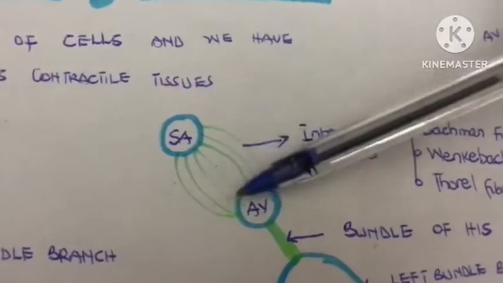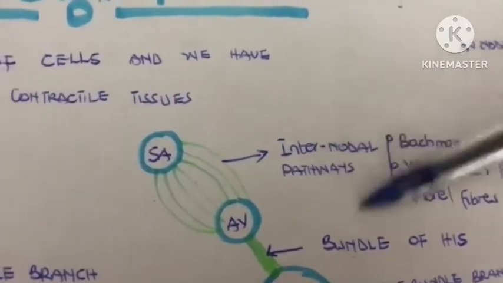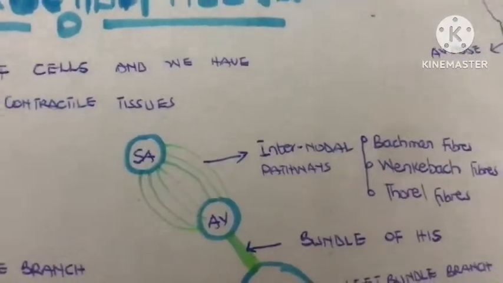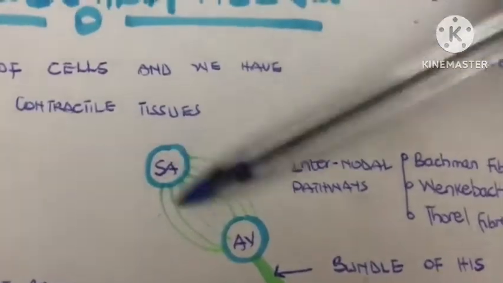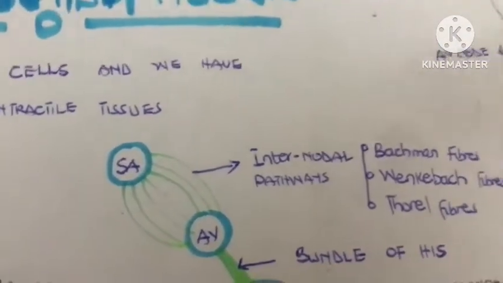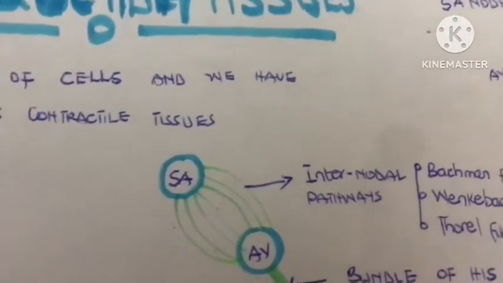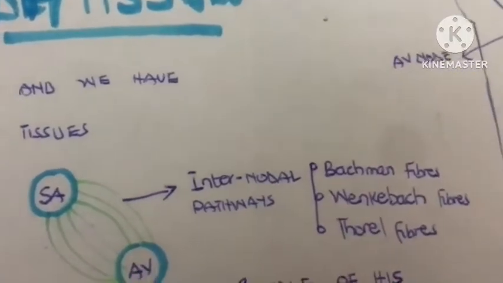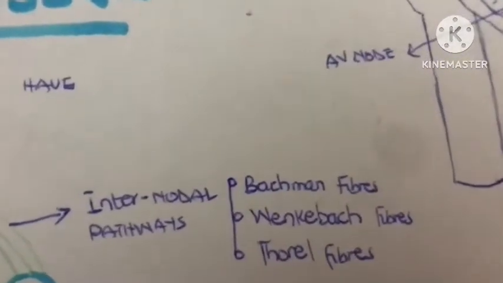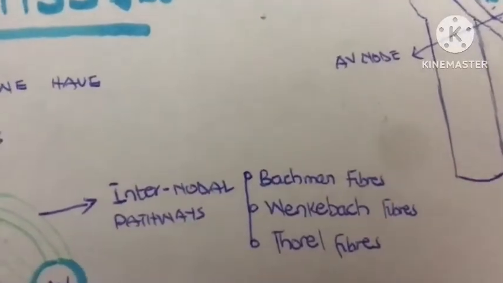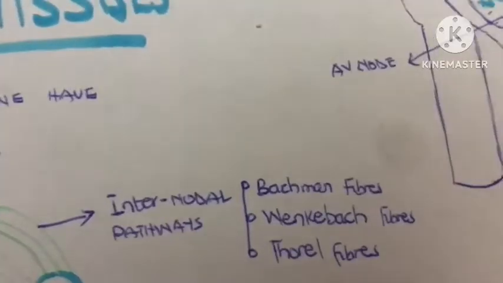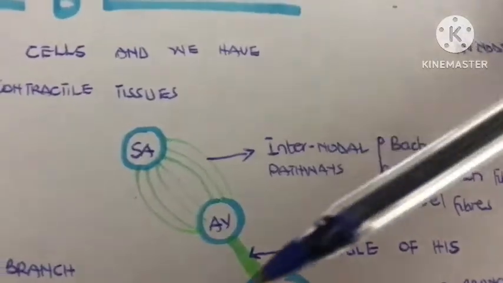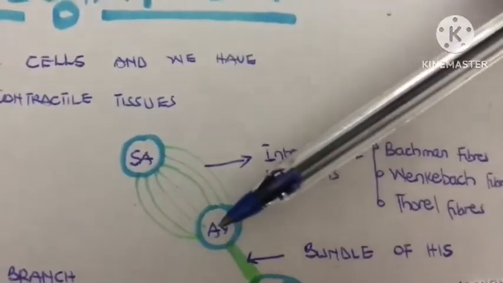And you can see that this SA node is connected to this AV node by these fibers here. These fibers form the internodal pathways, and they conduct electrical impulses from the SA node to the AV node. These internodal pathways are made up of fibers grouped into 3. We have 3 main types of these fibers, and they are the Bachmann fibers, the Wenckebach fibers, and also the Thorel fibers. You understand? And these conduct the electrical impulses from the SA node to the AV node.